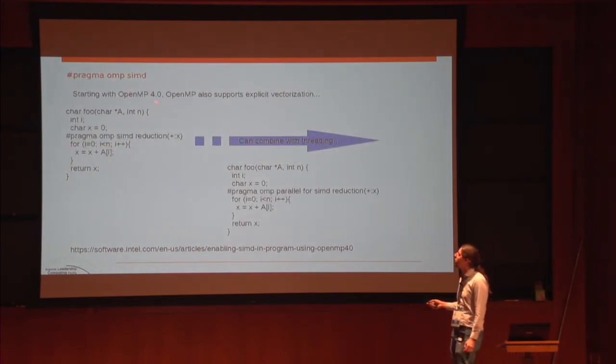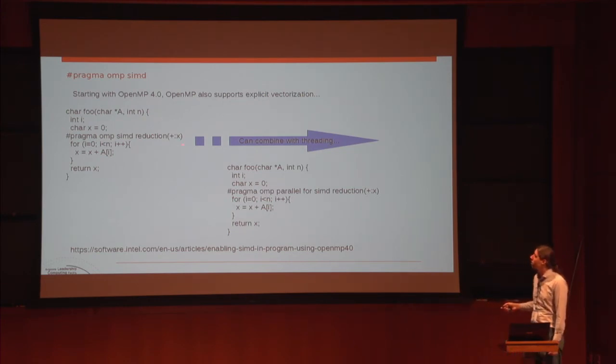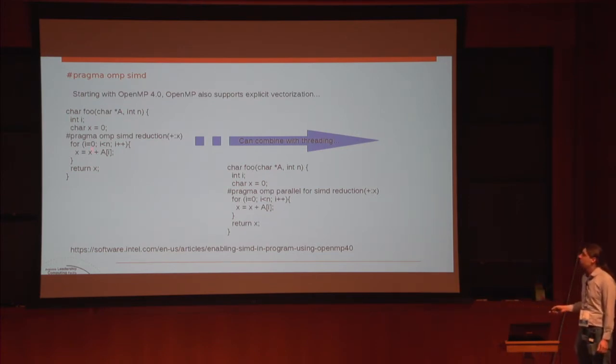Another thing I'll mention is that starting with OpenMP 4, there are also specific directives in OpenMP for turning on vectorization. And you can use them both by themselves and also in conjunction with the normal things for threads.